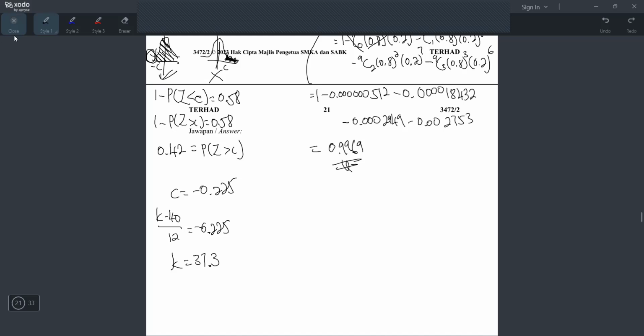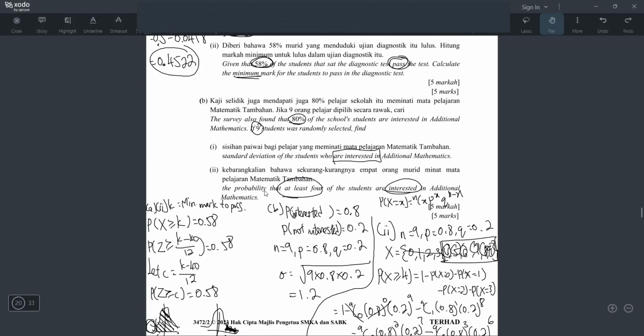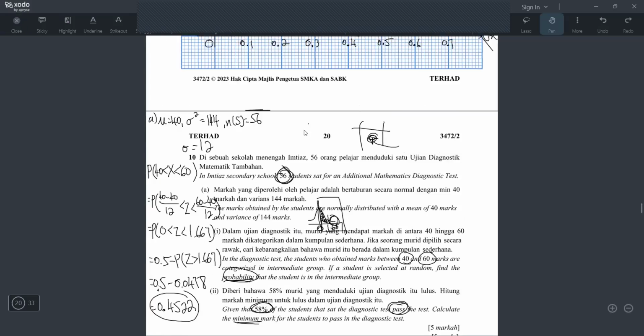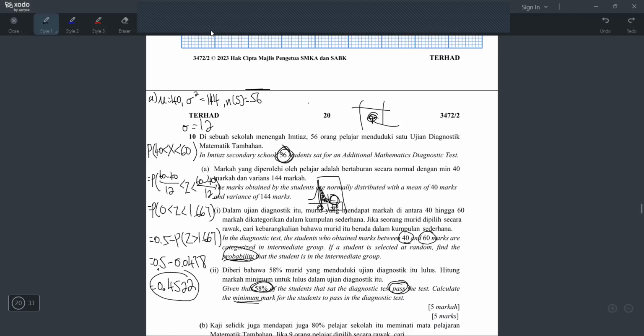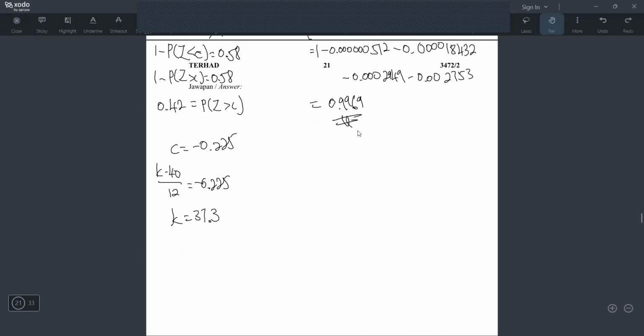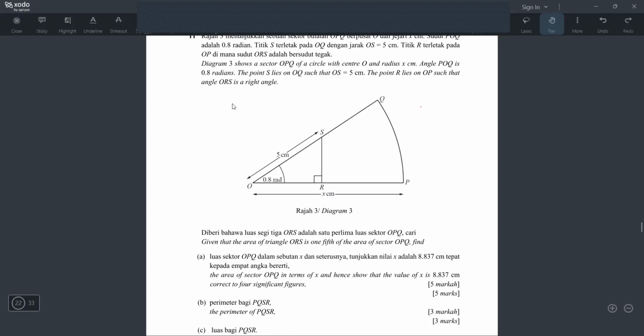Is that what they want? Find the probability, yes. Sometimes they don't ask for probability, they might ask for percentage or number. If they ask for number, use the special formula, which I already erased just now. But if they ask for probability, then this is the answer. If they ask for percentage, you times 100. That's how you convert decimal to percentage, you times 100. Okay, so that's it. Let's go.